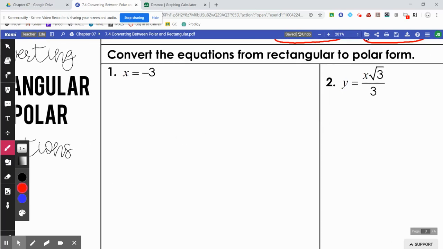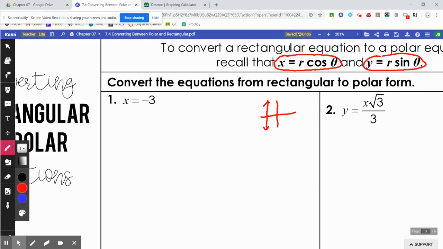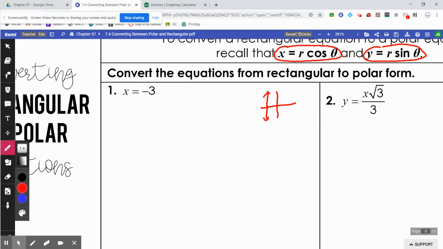Now I do want to remind you that x equals -3 in the rectangular coordinate system, you go to -3 and you draw a vertical line. So this graph is a vertical line. So what would that look like as a polar equation? All you have to do, again, take out the x and replace it with r cosine theta. So we now have r times the cosine of theta is equal to -3.